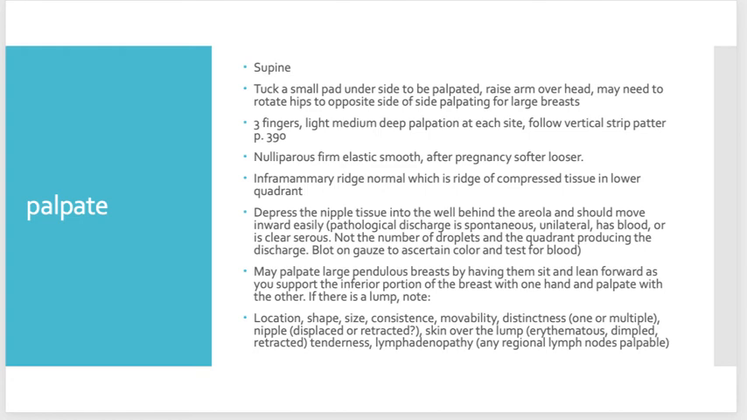We may palpate large pendulous breasts by having the individual sit and lean forward as we support the inferior portion of the breast with one hand and palpate with the other. If a lump is noted on any of these portions of the exam, we need to note the location, the size, the shape, the consistency, the movability, the distinctness, meaning is there one or multiple, the nipple, is it displaced or retracted, and the skin over the lump, is it red, dimpled, retracted, is there any tenderness, lymphadenopathy, are there any regional lymph nodes that are palpable nearby?